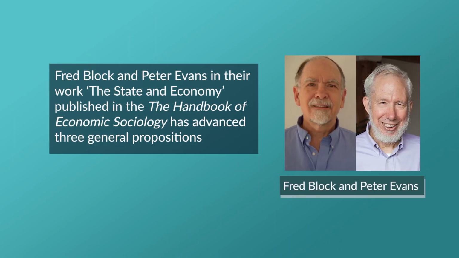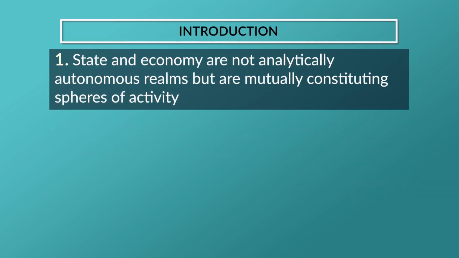Fred Block and Peter Evans, in their work The State and Economy, published in the Oxford Handbook of Economic Sociology, have advanced three general propositions. Number one, state and economy are not analytically autonomous realms, but are mutually enforcing constitutive spheres of activity.